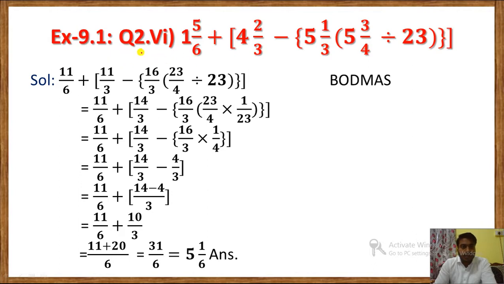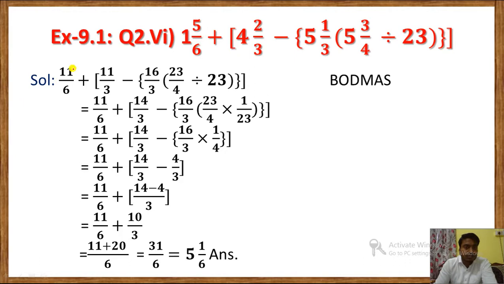So here we have question number 2: 6 1/6 + [4 2/3 − {5 1/3 (5 3/4 ÷ 23)}]. Now small bracket close, curly bracket close, and big bracket close. So this we have to solve. First we'll write in improper fractions, whatever mixed fractions we have, we have to convert first.